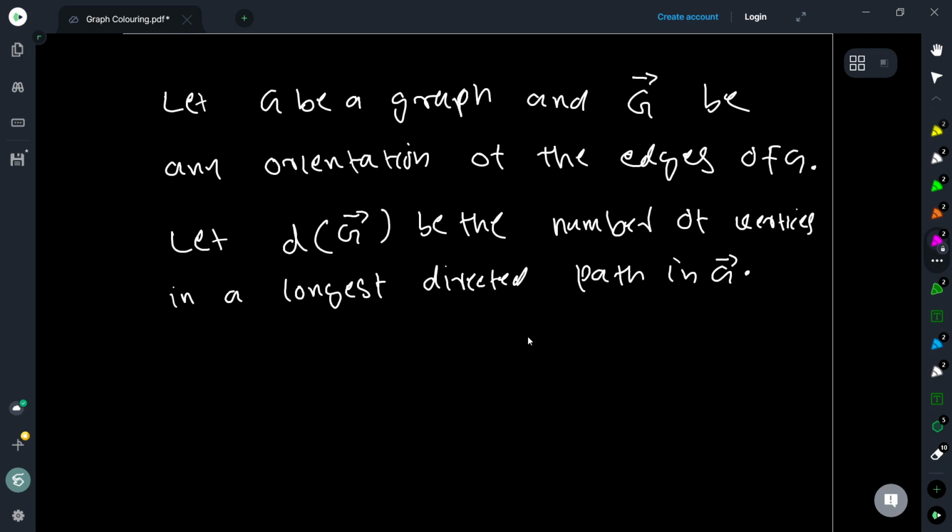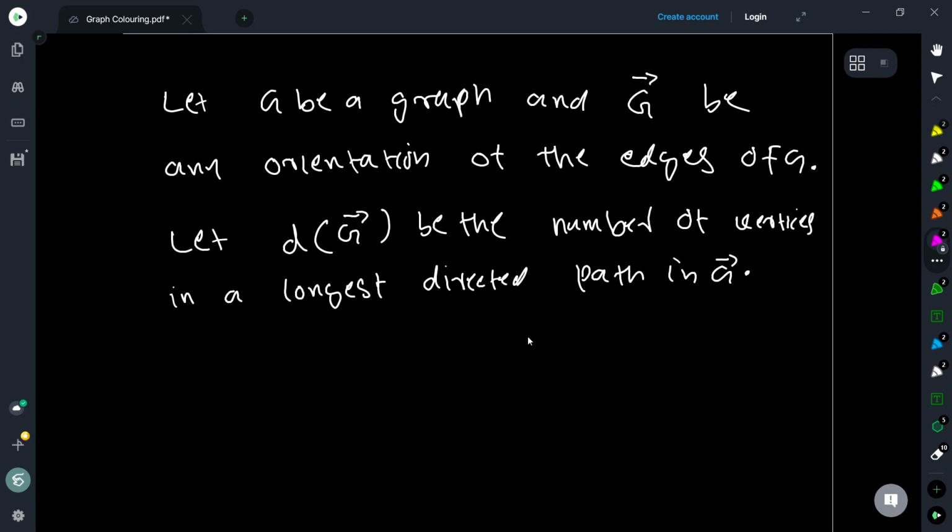So here is a graph G, and you take an orientation of the graph G, which I denote by G with an arrow on the top, oriented G. Now I look at the longest directed paths in the graph. Take the largest one and look at the number of vertices in this path. The length of the path is precisely the number of edges, but here we are looking at the number of vertices, which is exactly one more than the number of edges. So d of oriented G is the number of vertices in a longest directed path in the specific orientation of G.